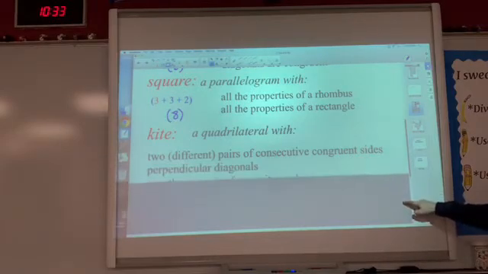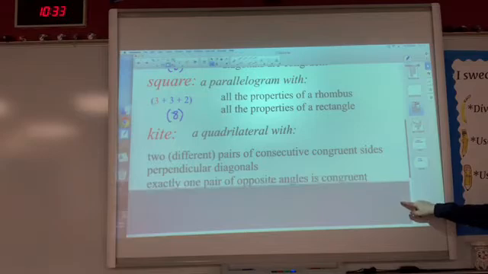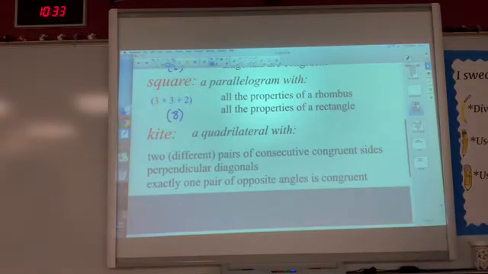And perpendicular diagonals. Exactly 1 pair of opposite angles is congruent. Only 1 pair of opposite angles is congruent, not both pairs.